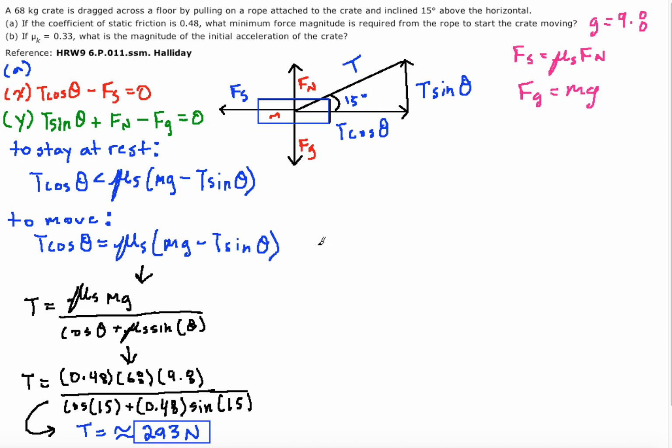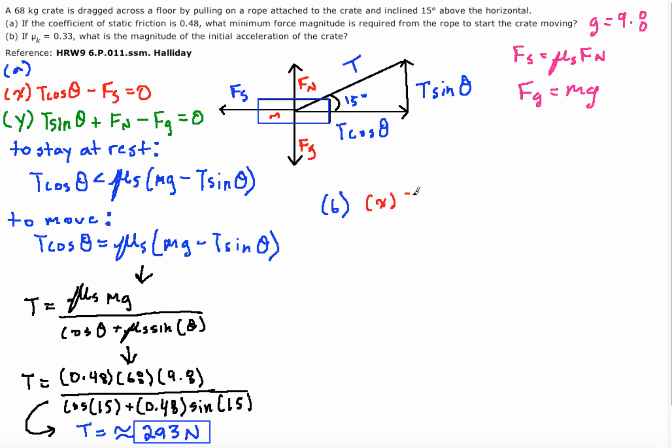All right, so now let's take a look at part B. And then we'll do part B right over here. So part B asks if mu k, the coefficient of kinetic friction, is equal to 0.33, what is the magnitude of the initial acceleration of the crate? So in this situation, we no longer have 0 here. What we have is that, and I'll write this out once more.